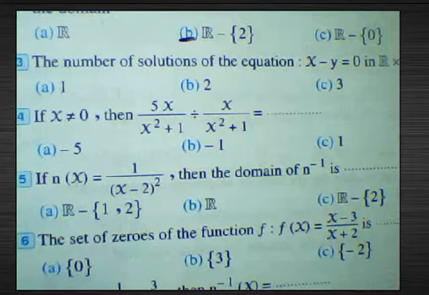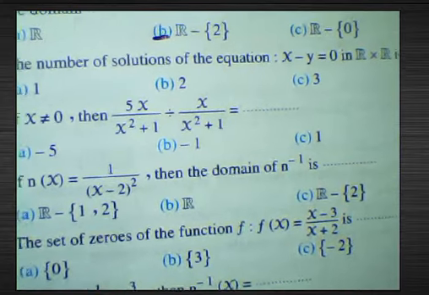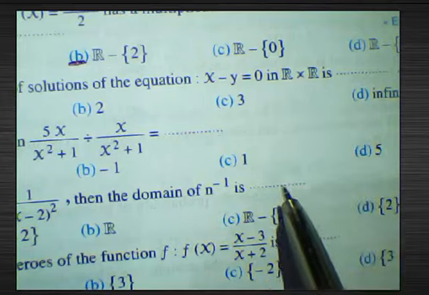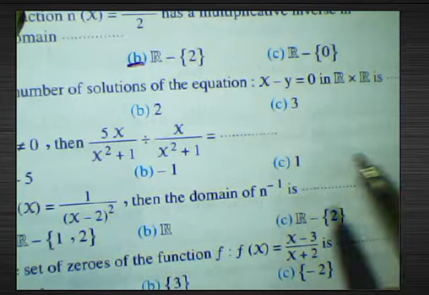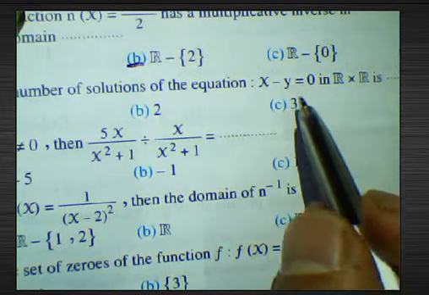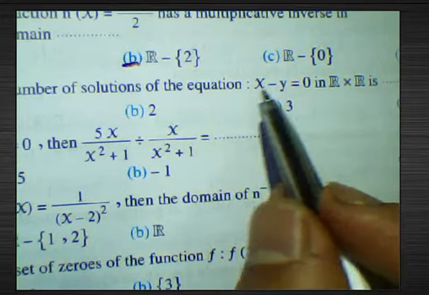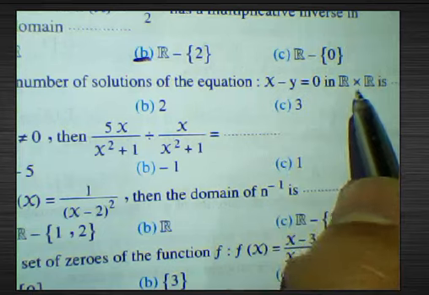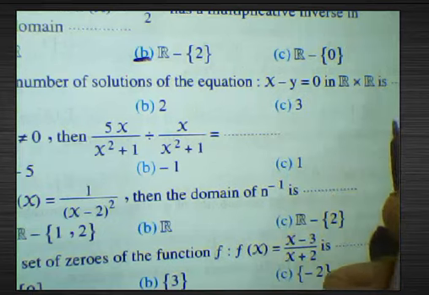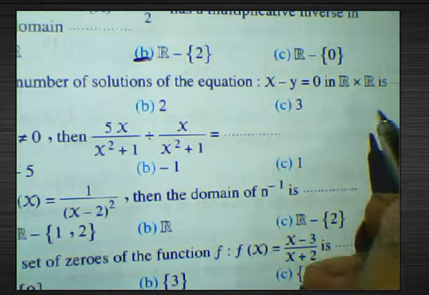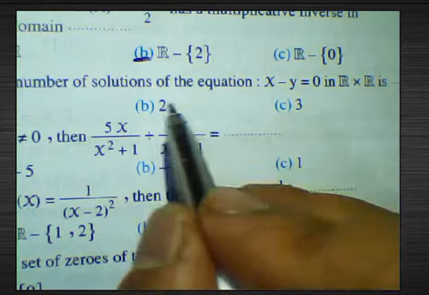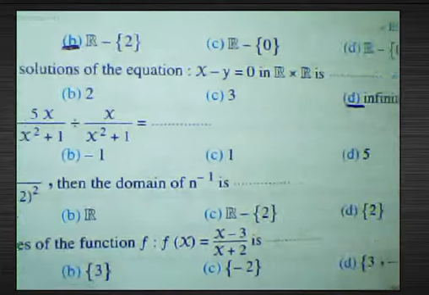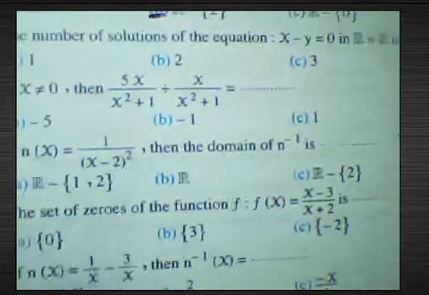Question number 3. The number of solutions of the equation x minus y equals 0 in R times R equals what? He asked about the number of solutions: infinity, because we have a lot of points lying on the straight line. If you draw it in R times R graphically, we have a lot of points lying on the straight line. So the number of solutions of the equation x minus y equals 0 is infinity.